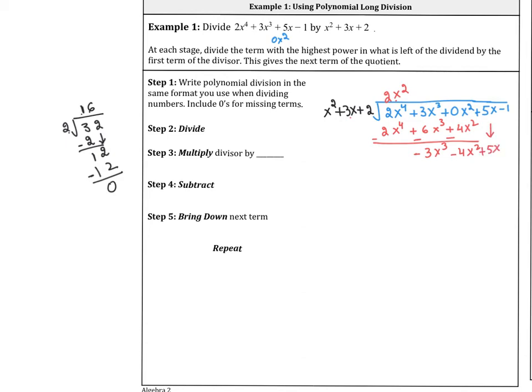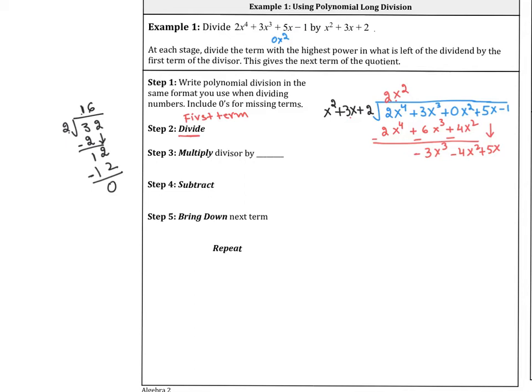So the idea is to divide and multiply by the first term. First term is the key. So we always try to get the first term the same.